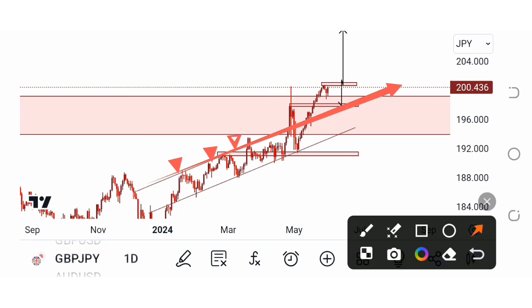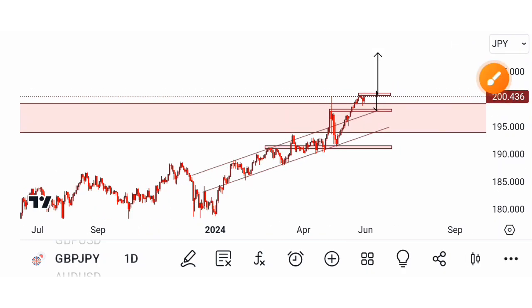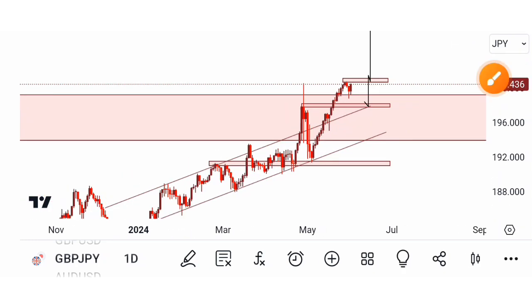As you can see, many touches, rejected many times, broken above. So a retracement would be nice to confirm other buy opportunities on this particular instrument. That's all I'm looking for, really. There's nothing more to it.